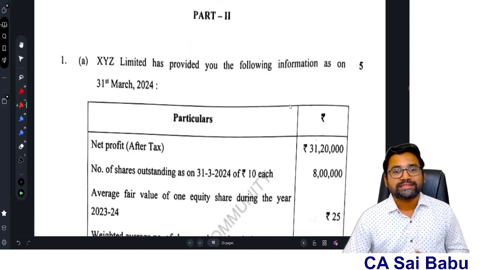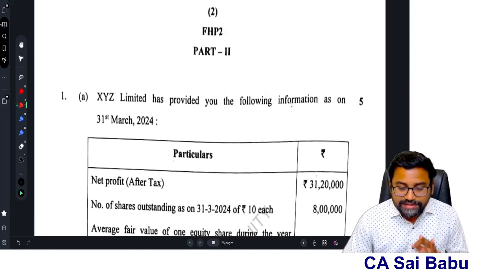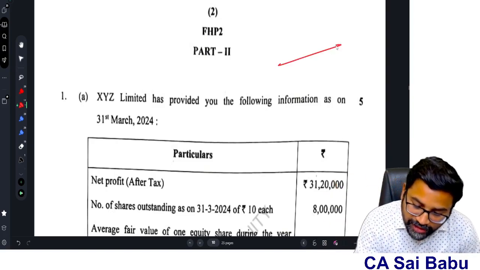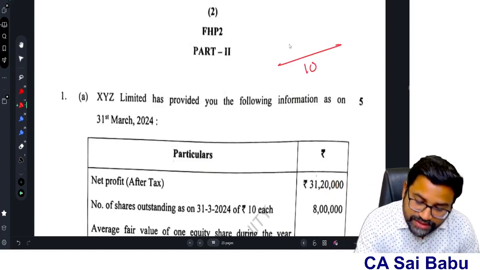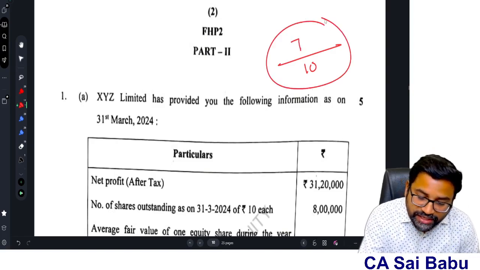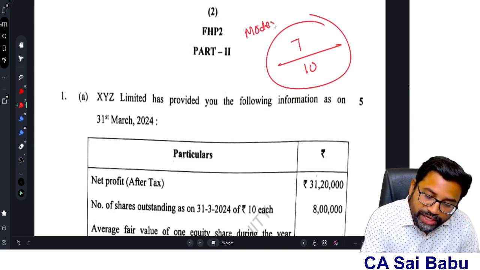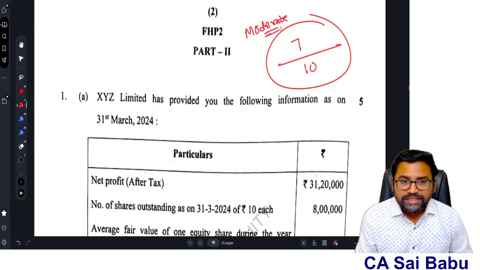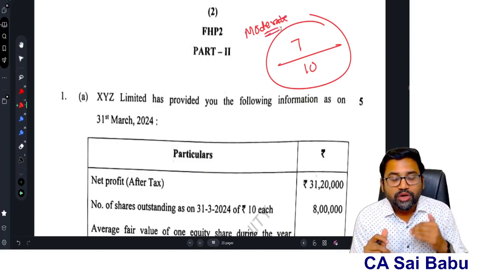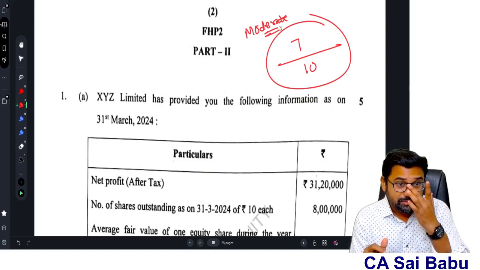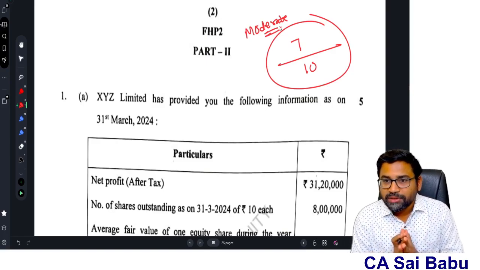And come to the second part, sir. Overall paper, if I give 10 out of 10, I think 7. I think it is a moderate paper. I'm not saying it is very difficult, but at the same time I'm not saying it is very easy also. It's an average moderate paper.